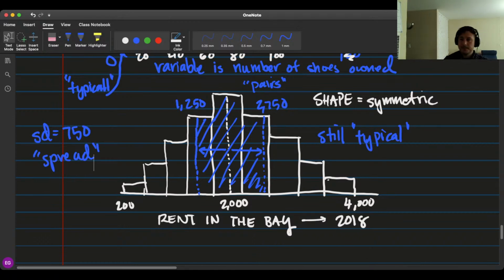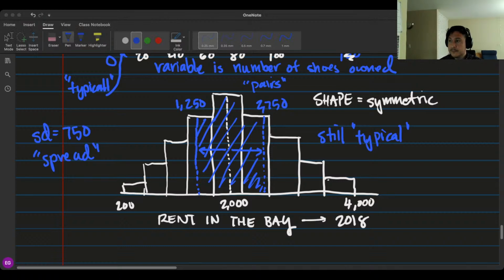Okay? Is that making sense to people? So let me show you how to have Wolfram calculate this. Okay, one second while I open up Wolfram.